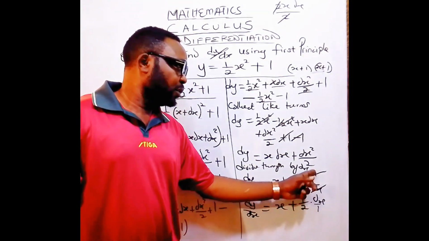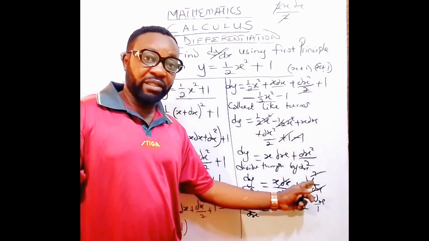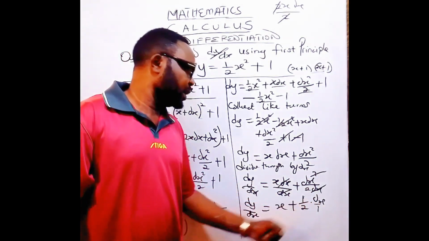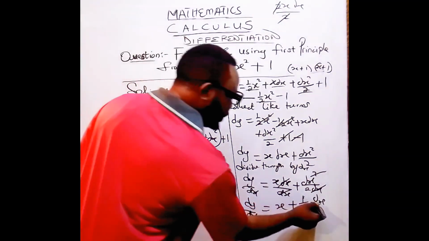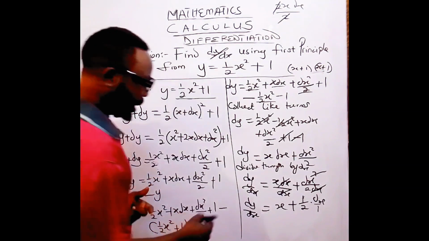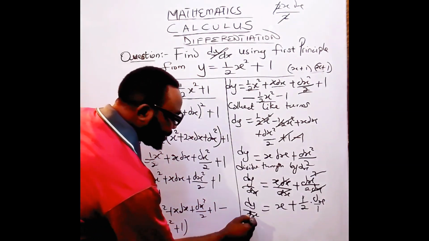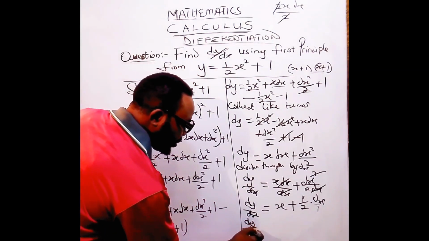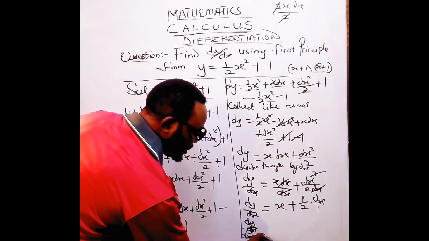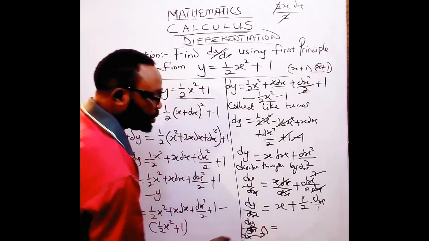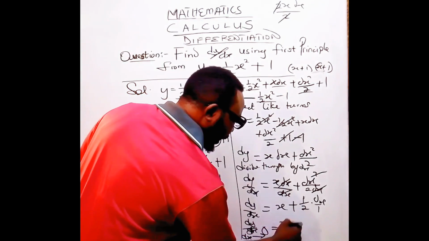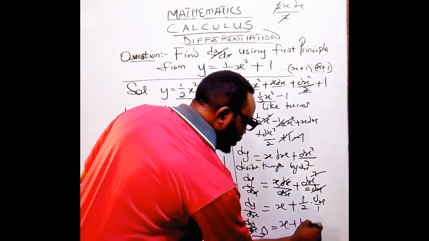Don't forget that we have removed one of these dx here, so this square is no longer going to be there. So we are having dx over 2 here. This point here means multiplication in mathematics. So now dy over dx as dx tends to 0 will now be equal to, wherever you see the dx now, you put 0 there. x plus half multiplied by 0.